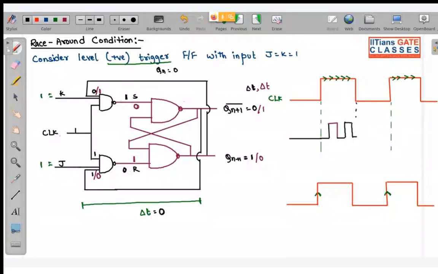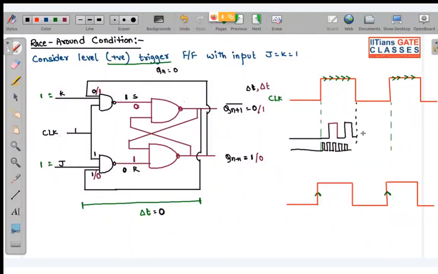It will continue up to this clock edge. Now we cannot determine what the state will be. This is known as the race around condition, where continuous toggling takes place. Now if you decrease the del t, this toggling will also be very, very significant. If you decrease the del t, it will be like this. Continuously it will be toggling.